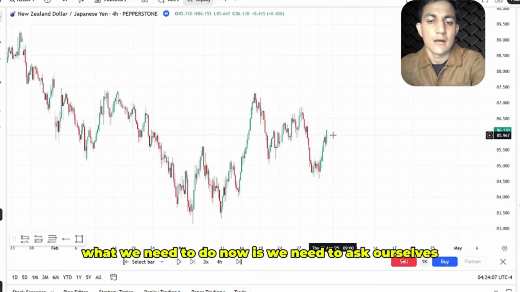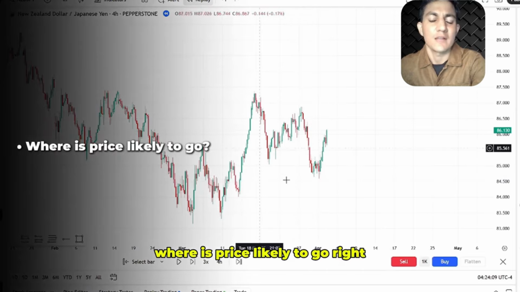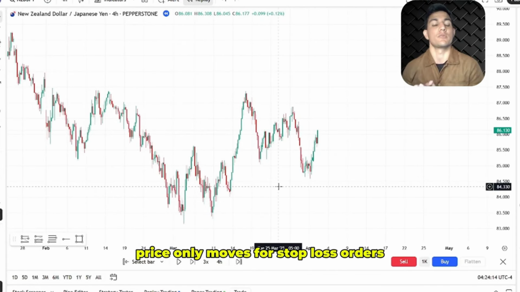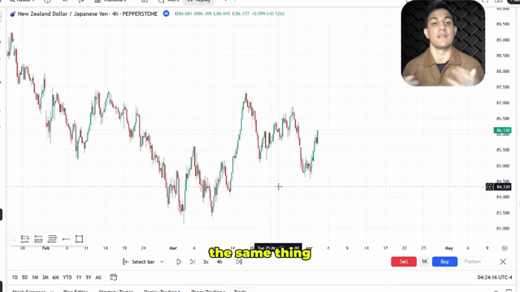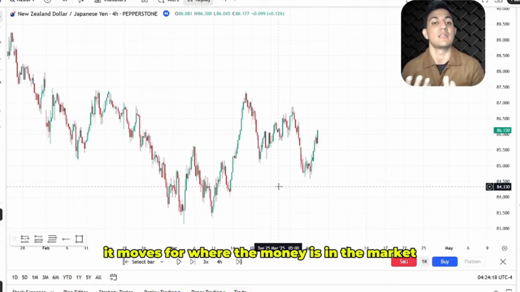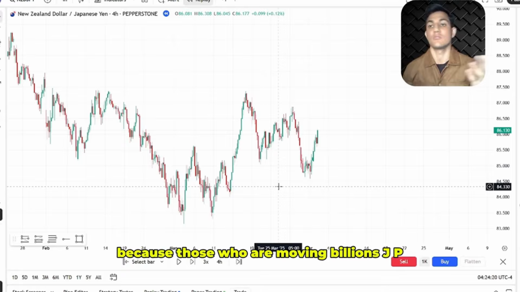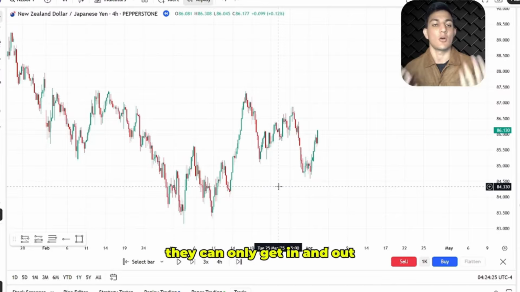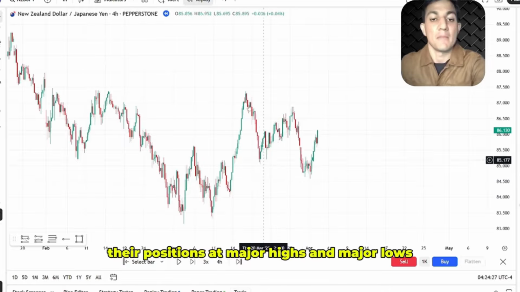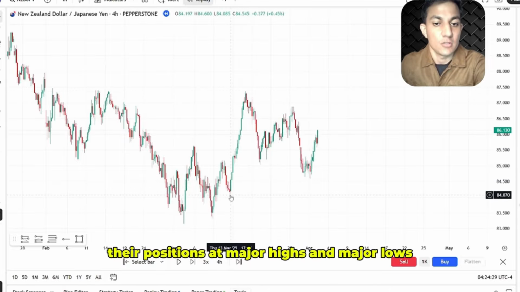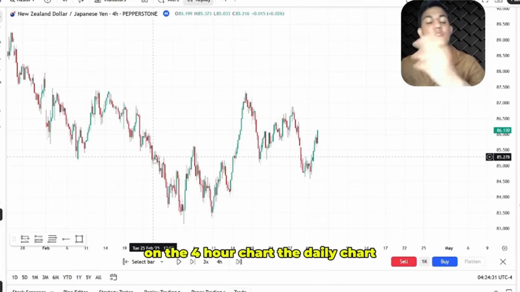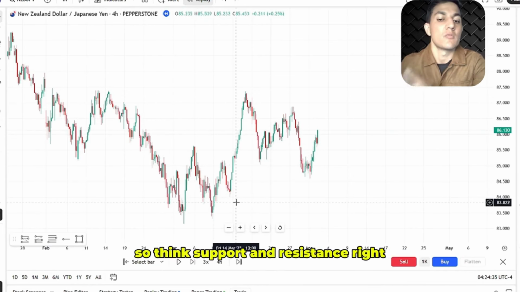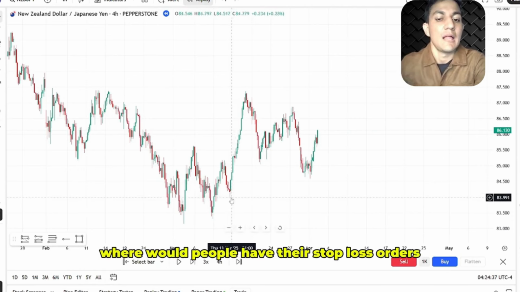What we need to do now is ask ourselves, where is price likely to go? And for those who don't know, price only moves for stop loss orders, or what we call liquidity. The same thing. It moves for where the money is in the market, because those who are moving billions, JP Morgan, Goldman Sachs, Barclays, HSBC, can only get in and out of their positions at major highs and major lows on the 4-hour chart, the daily chart, the weekly chart. I.e., where would people have their stop loss orders? So think support and resistance.